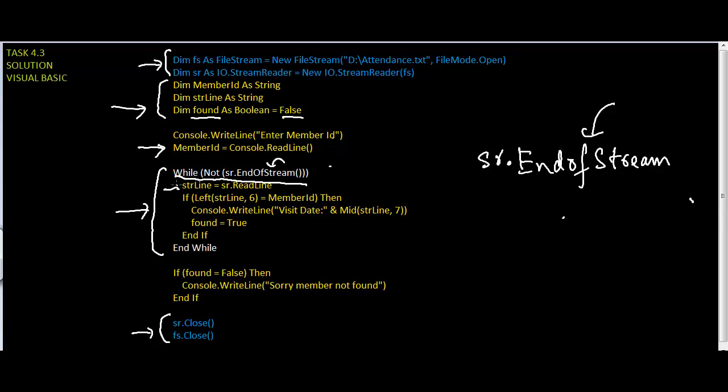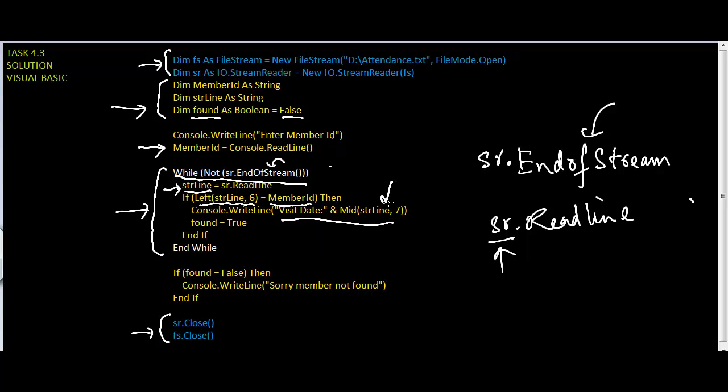Each time this loop runs, we are reading a single line using the sr.readLine function. Remember, readLine is a built-in function that is part of the stream reader class, right? So sr.readLine will read a single line, and that single line is going to be stored in strline. Once again, we are using the left string manipulation function to extract the member ID from within that line, and then that is going to be compared to the member ID that was provided by the user. If both of these match, that means we found our member, and therefore we are going to do our output.